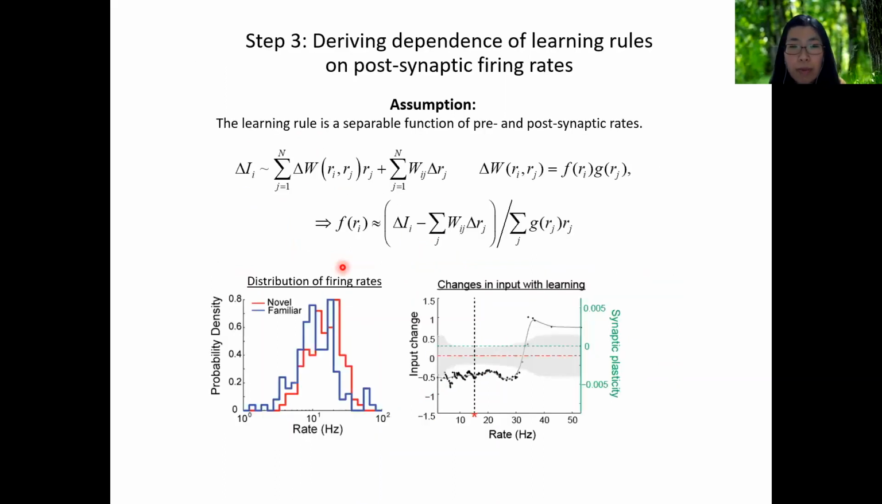Then finally, from these changes of the input currents, we wanted to derive the form of the synaptic plasticity. For this, we assume the learning rule, delta W, is a separable function of pre- and post-synaptic rates. This post-synaptic dependence is represented as F. Under this assumption, we can rewrite F as a function of delta I with some bias term, which reflects the overall changes of the activity in this recurrent circuit, divided by the presynaptic contribution.